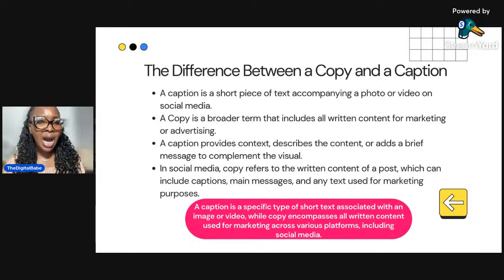And also, a caption provides context, describes the content, or adds a brief message to complement the visual. Just like any normal caption, they want to explain, oh, this is why you should do this, and whatever, right?